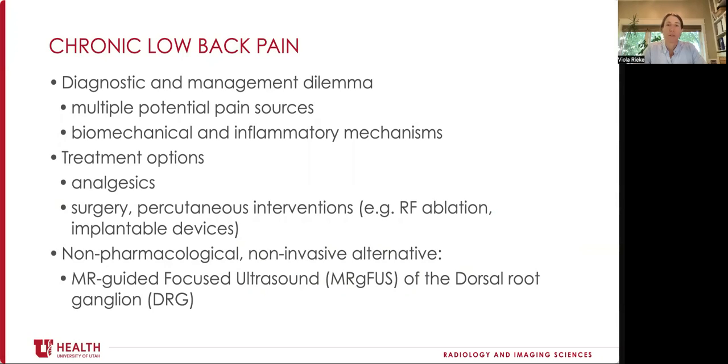Given the potential risks and long-term complications, highly invasive surgery is not an appropriate solution for many suffering from low back pain. Here, we are investigating MR-guided focused ultrasound of the dorsal root ganglion, as it could provide a non-pharmacological and non-invasive alternative.